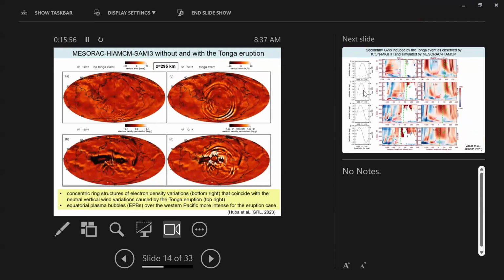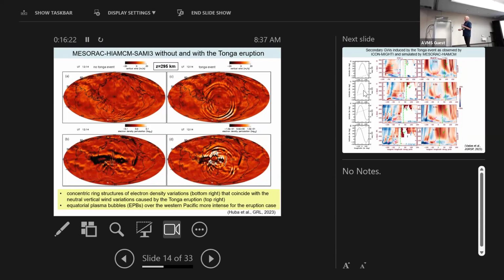We then coupled the model output from the HIMCM into the ionospheric model SEMI3 of Joe Huber. And Joe made a simulation with and without the Tonga eruption. So we had, of course, also simulated January 15th without the input from the Mesosphere model. And this is shown here on the left-hand side, the results. And the results with the Tonga eruption are shown on the right-hand side.